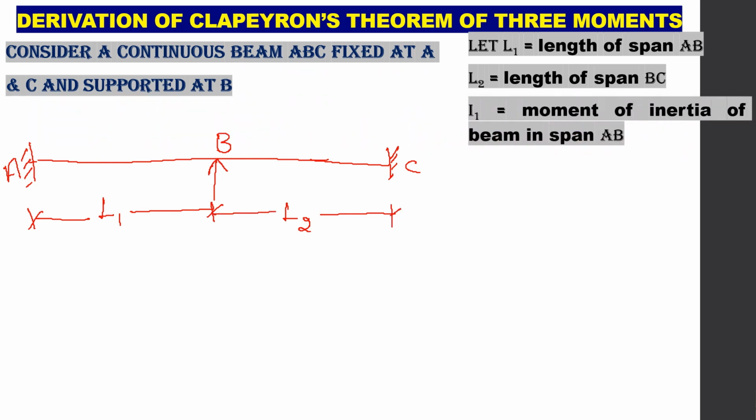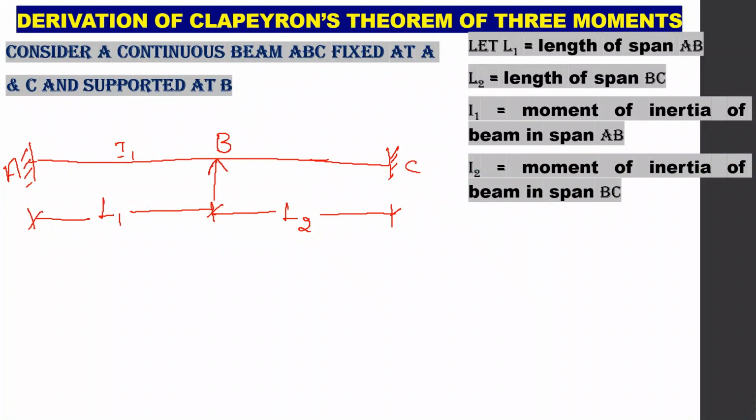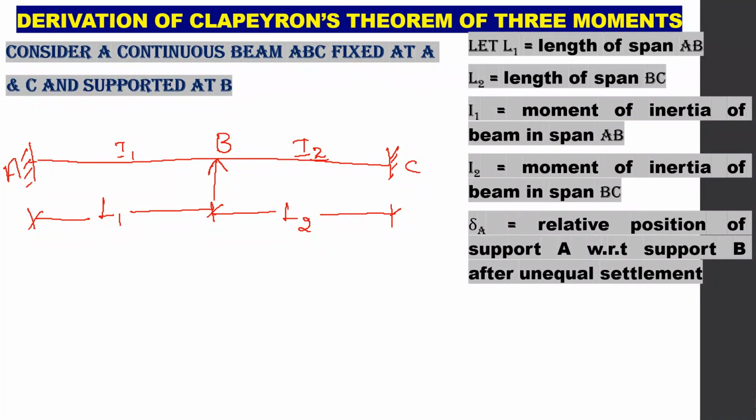The moment of inertia of the beam in span AB is taken as I1. The moment of inertia of the beam in span BC is taken as I2. Delta A is the relative position of support A with respect to B. That means when the support sinks, when the supports undergo some settlements.